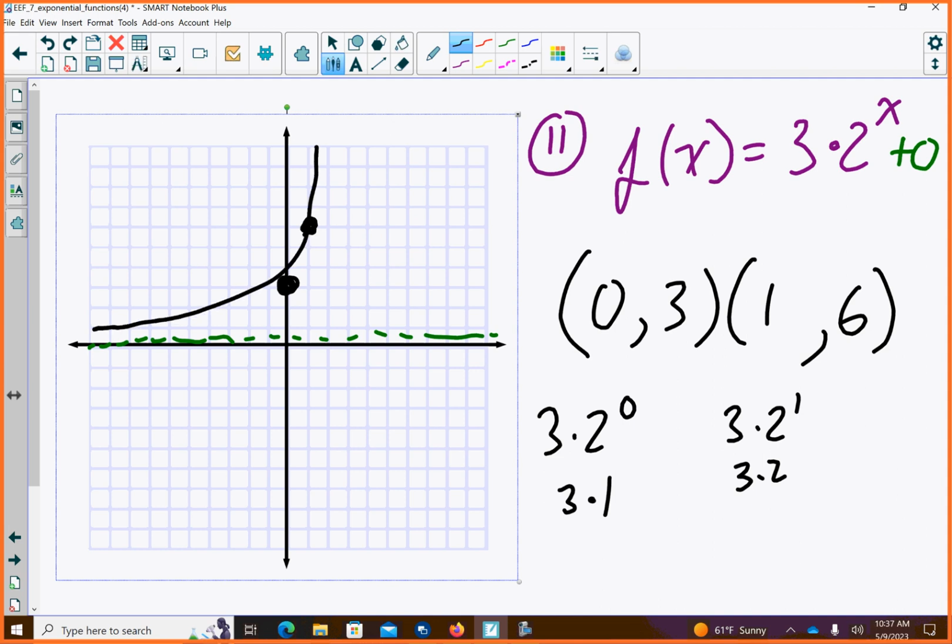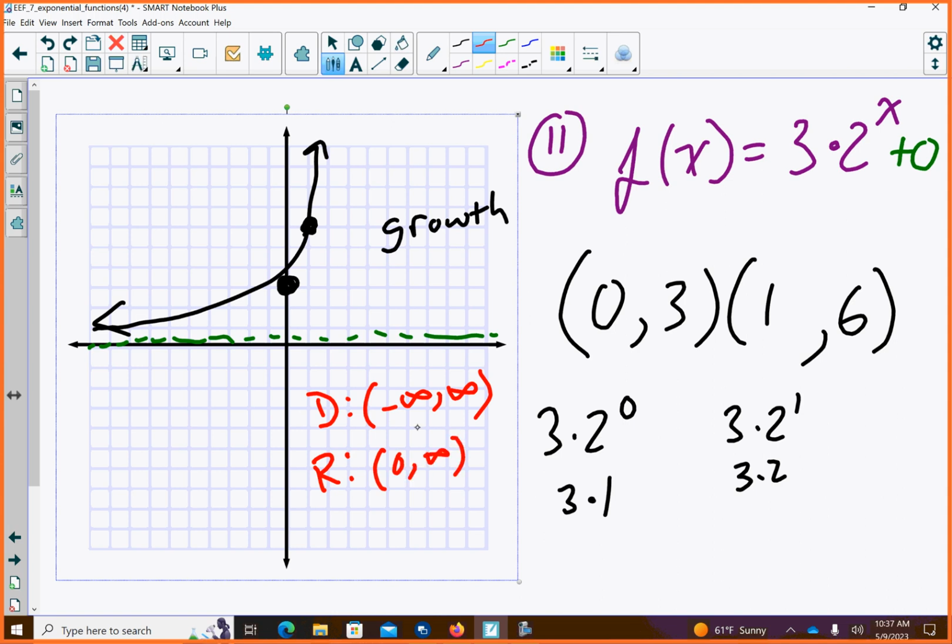Friends, growth or decay? Growth. As I'm going to the right, it's going away from the asymptote. Okay, domain? Negative, positive. Okay, my range. Good. 0 to what? Perfect. I started at the asymptote and went up. I didn't start below the asymptote and come up to it.